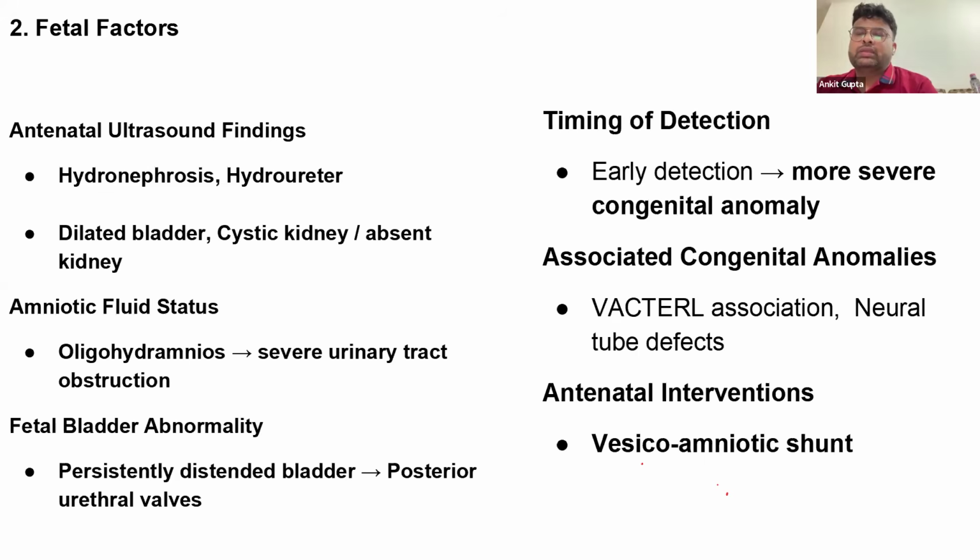In grade 2, there is dilatation of the major calyces. In grade 3, there is dilatation of the minor calyces. And in grade 4, there is thinning of the renal parenchyma.